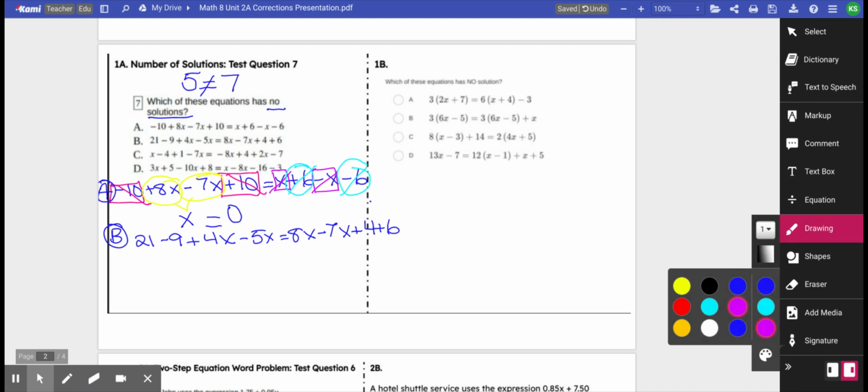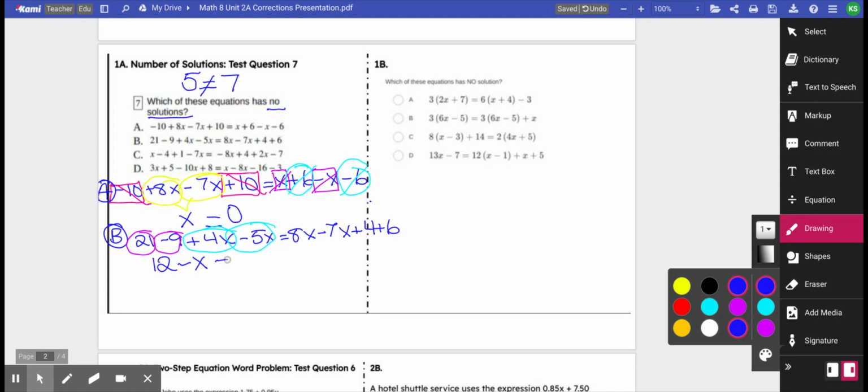So first thing I look for is, okay, I have 21, I have negative 9. 21 minus 9 is 12. And then I have 4x minus 5x, which leaves me with a negative x, because if I borrow $5, I pay you back 4, I still owe you $1 or 1x. So I'm going to do the same thing to the other side.